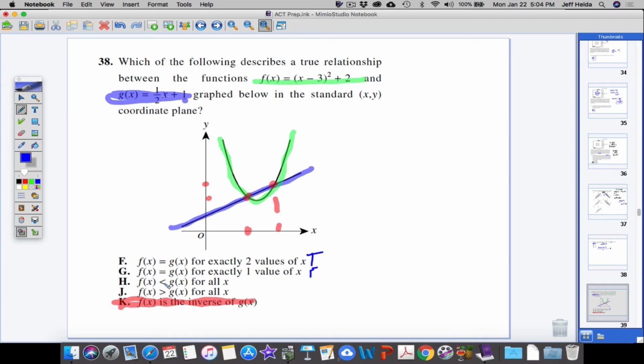F of x is less than g of x for all x. So it's only less than between these two points. And f of x is greater than g of x. Well, because it crosses over, that's not true either. So both of these are false. F is the only one that's true. Now, once you get to the one that's true, if you're confident in your calculations, just circle true and move on. And don't waste time trying to show that it's exactly right. You don't have to show your work. You only get credit for circling the right answer.